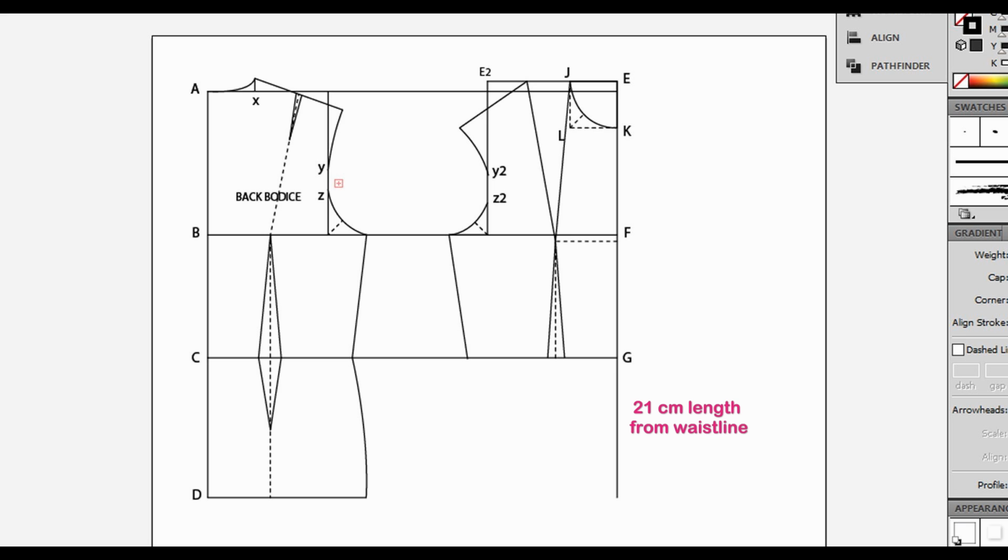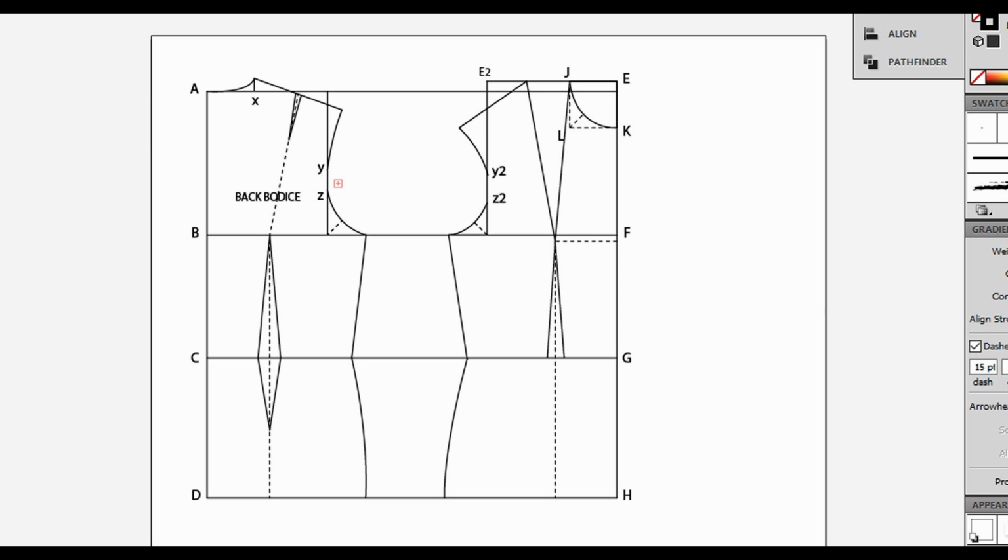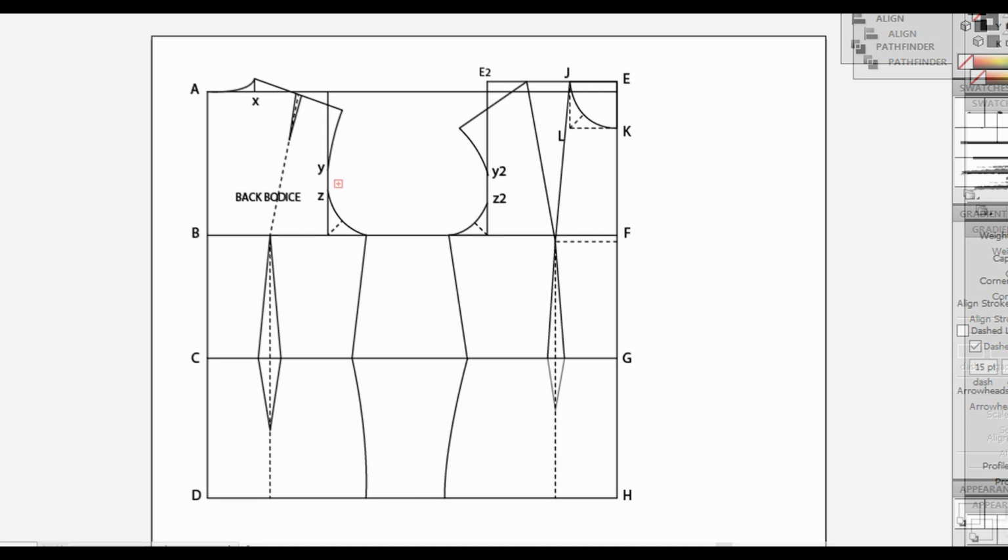Continuing to the lower part, extend the center front line. Connect to the line D as the hip line. Determine the front hip length by dividing total hip length by 4, then plus 1 cm. Connect with a curve ruler to the waistline. To get the front dart, measure 1/3 waist to hip length, continuing from the upper dart.